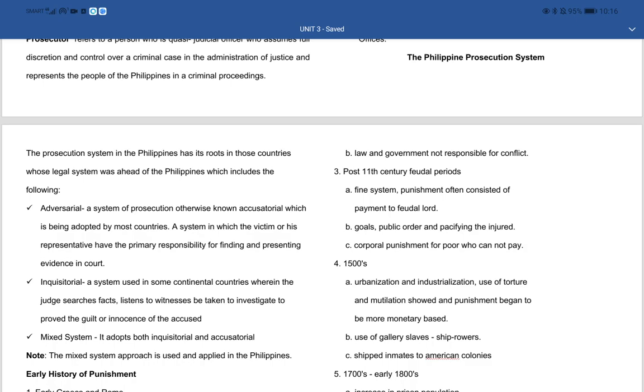While inquisitorial is where judges search for facts, listen to witnesses, and investigate, which we also apply, because as you can see in the movies or court proceedings, the witness is called, and there is testimony of the witnesses. And of course the judges also, aside from the lawyers and the police officers, will gather evidence and it must be presented in the court. That is why we apply a mixed system in the Philippines.